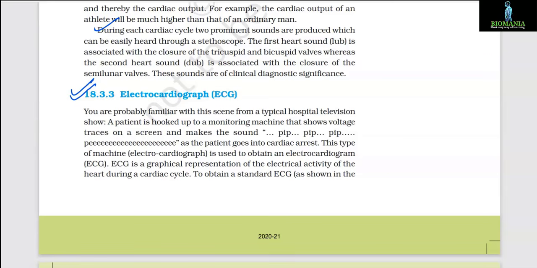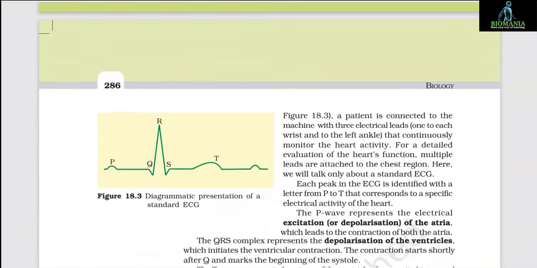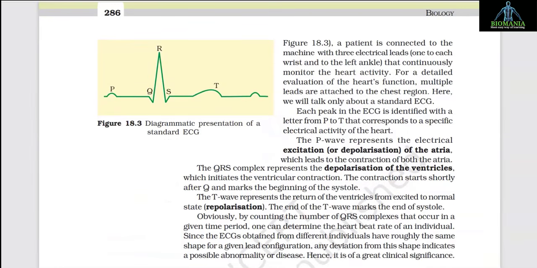To obtain a standard ECG, as shown in figure 18.3, a patient is connected to the machine with 3 electrical leads, one to each wrist and to the left ankle, that continuously monitor the heart activity. For a detailed evaluation of the heart's function, multiple leads are attached to the chest region. Here we will talk only about a standard ECG.